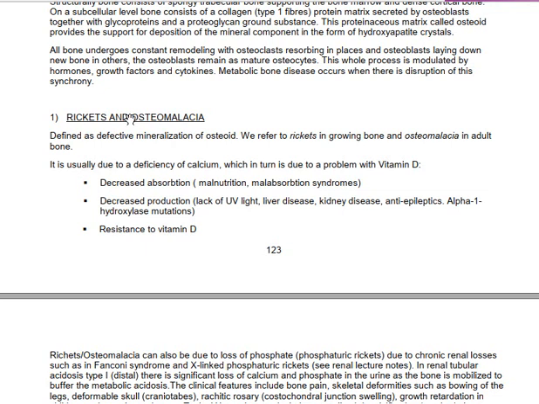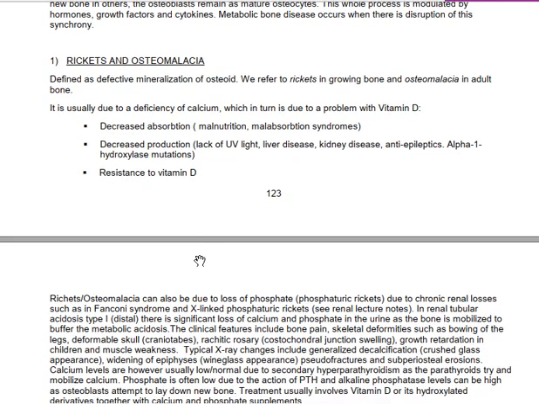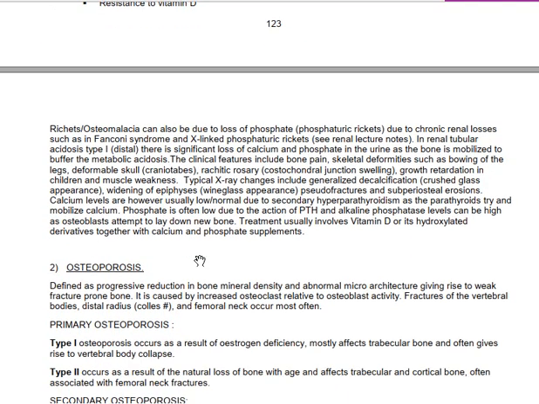Is it clear? It is usually due to deficiency of calcium. You can have deficiency of calcium, which in turn is due to a problem of vitamin D. Is it clear? So generally, you can have decreased absorption of vitamin D, like in the case of malnutrition or malabsorption syndrome. You can have decreased production of vitamin D, like in the case of lack of UV, liver disease, kidney disease, anti-epileptic drugs or alpha hydroxylase mutation. Or you can have a resistance to vitamin D by abnormal receptors.